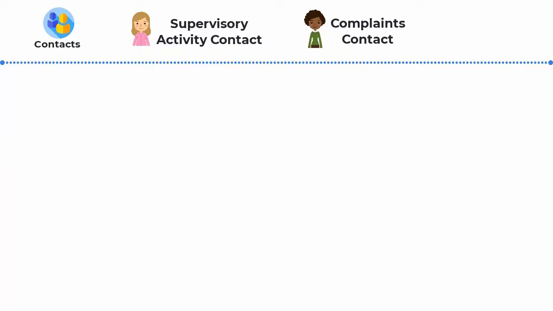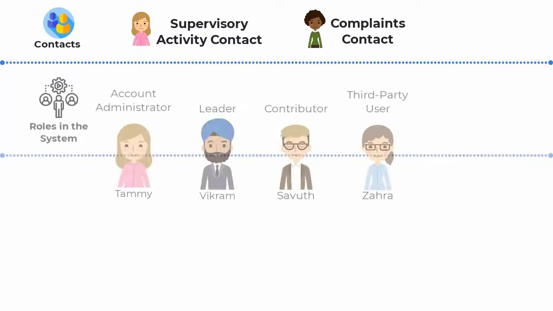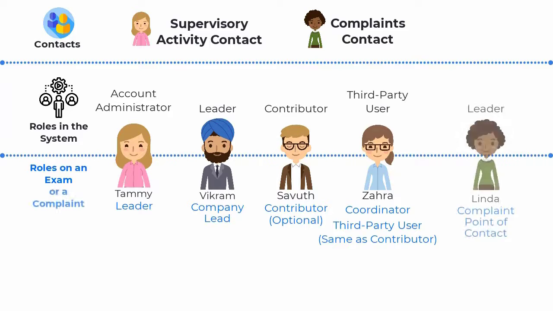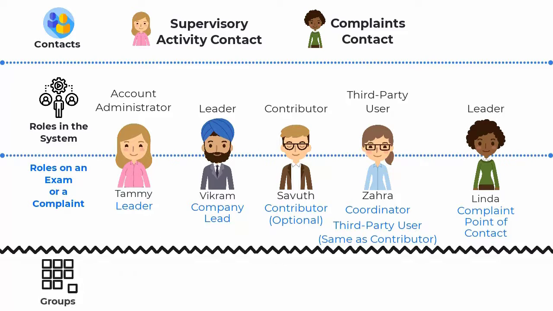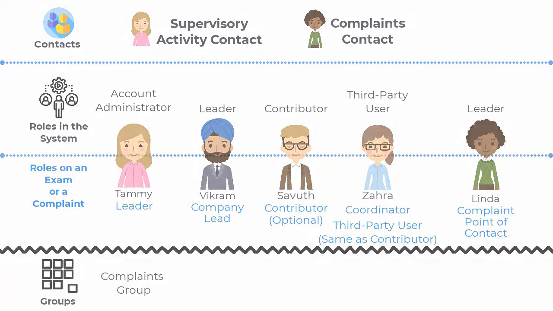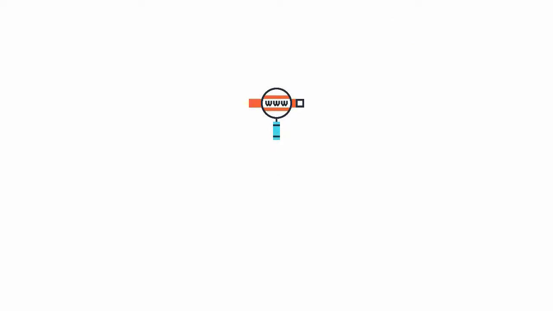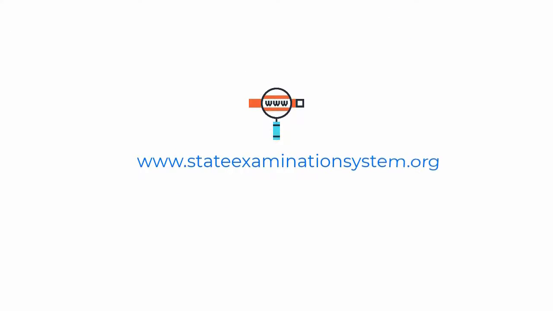Now you know the difference between contacts, roles at the system level, and roles on a supervisory activity or a complaint, and groups. As a reminder, please visit stateexaminationsystem.org and search for company user roles to learn more about each role.